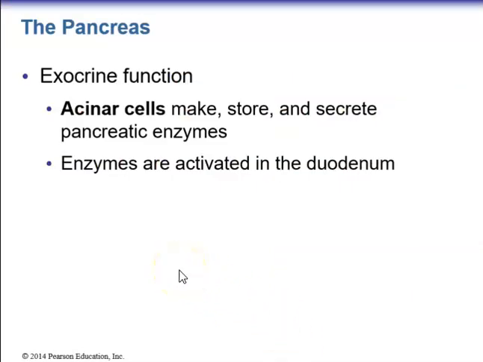The exocrine function of the pancreas deals mainly with the acinar cells. So acinar cells make, store, and secrete pancreatic enzymes. And these enzymes start off as pre-versions of the enzymes, which are then activated in the duodenum.